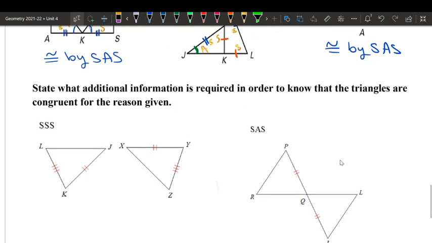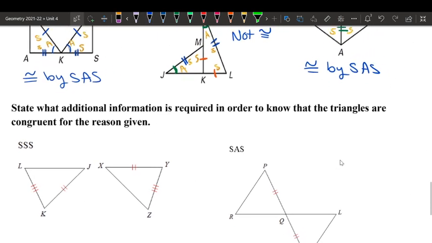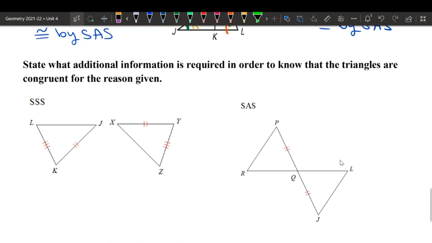Okay, so then the last part is state what additional information is required in order to know that the triangles are congruent for the reason given. So there's not enough information here, but it's asking what else do you need to know? Well, if I have two lines and two lines and three lines and three lines, that just means I need the other side to match. If it's side, side, side, it means all three sides are congruent. I do need to make sure I get this in the correct order.